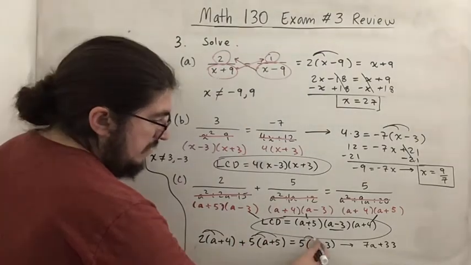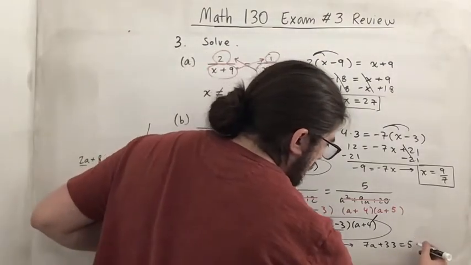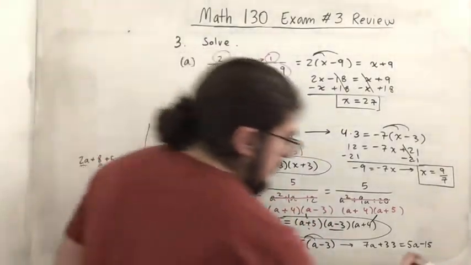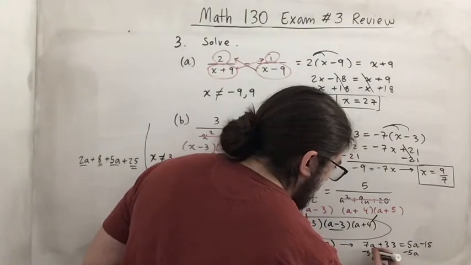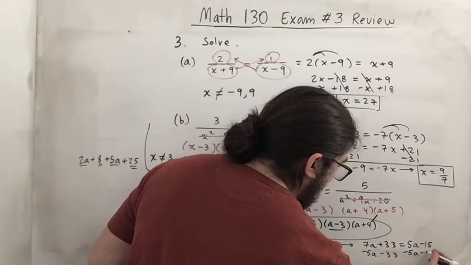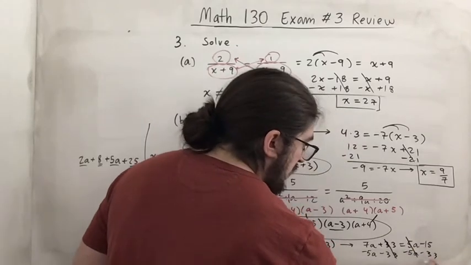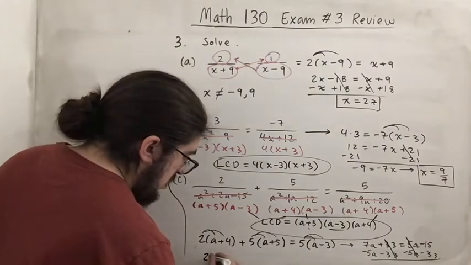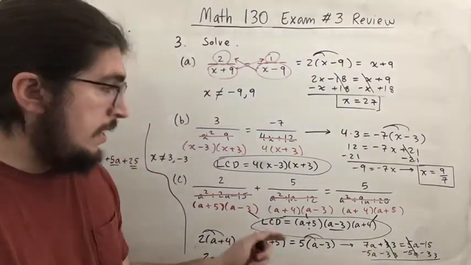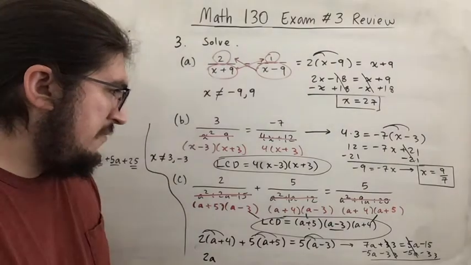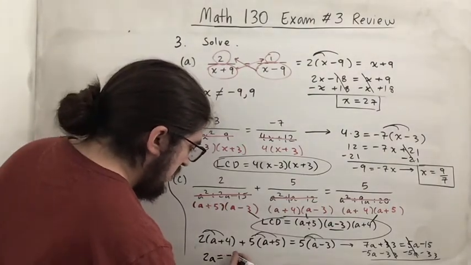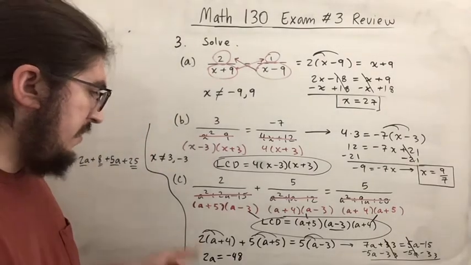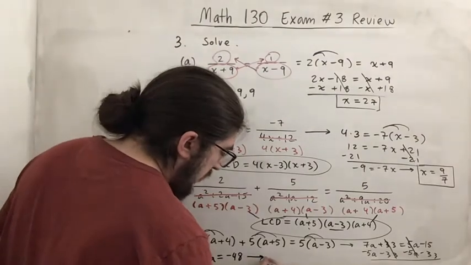When you distribute this 5, you get 5a minus 15. Okay, now I'm going to subtract that 5a to this side, try to squeeze it here in the bottom, and simultaneously subtract this 33 to that side. So you get all a's on one side and all non-a's on the other. What we end up getting is 2a, right? 7a minus 5a is 2a, equals negative 48. Does that look right? I think that sounds about right, good. And then dividing by 2 gives you a is equal to negative 24.